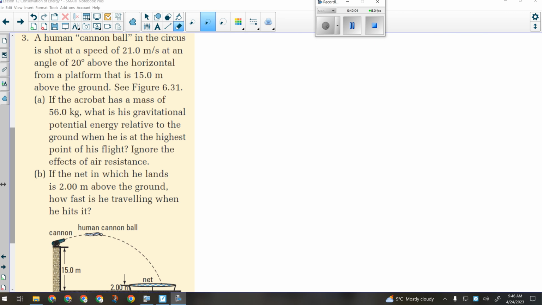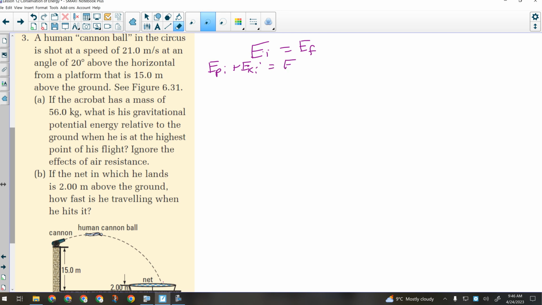Okay, so looking at part B, I just want to calculate how fast they're going down here, right? And I'm going to use the law of conservation of energy to do that. So I'm going to have EI equals EF. We've got all four kinds of energy, both kinetic and potential at both points. So we can say EP initial plus EK initial equals EP final plus EK final. Right, so we know all of that. We're looking for the final speed, which is part of this, so we're going to subtract EP final over to the other side, just like we did in the example and in question number 2.